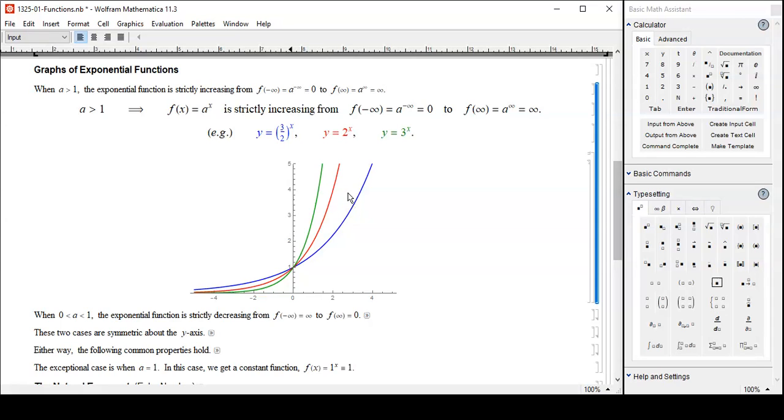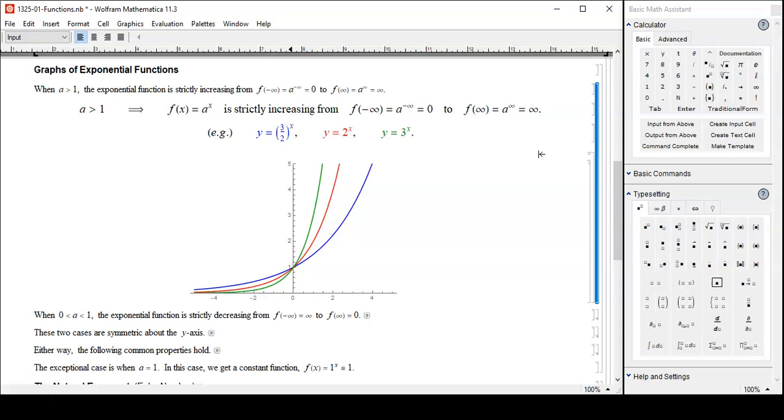We are looking at blue, 1.5 to the x power, red, 2 to the x power, and green, 3 to the x power. And as you can see, the higher the base, the more quickly it grows. So green is above red, and red is above blue for the positive side. And on the left-hand side it is the other way around, because we're going backward.